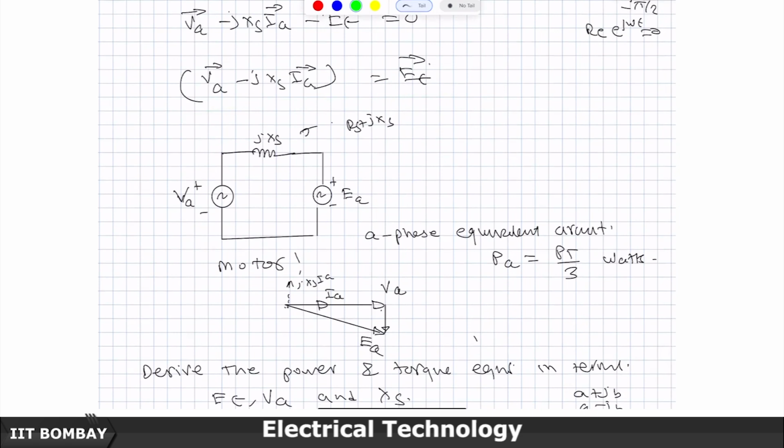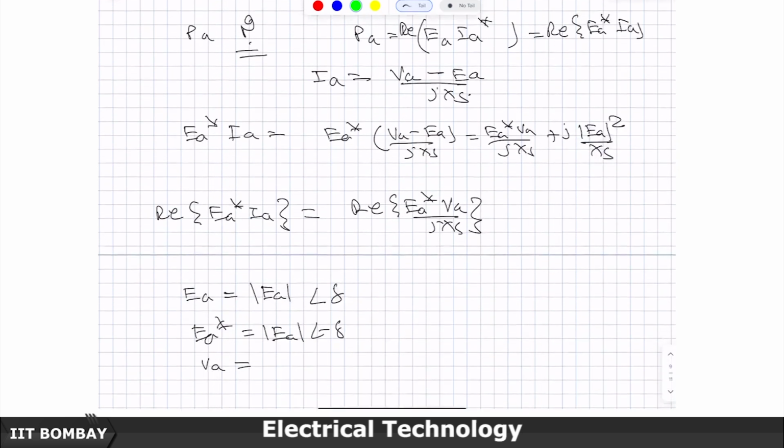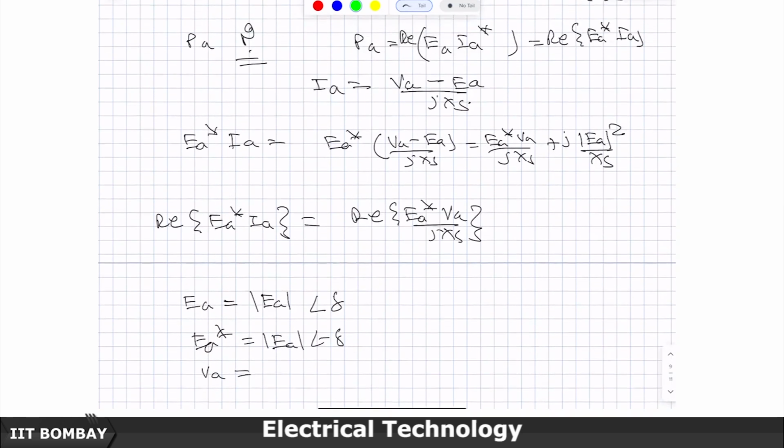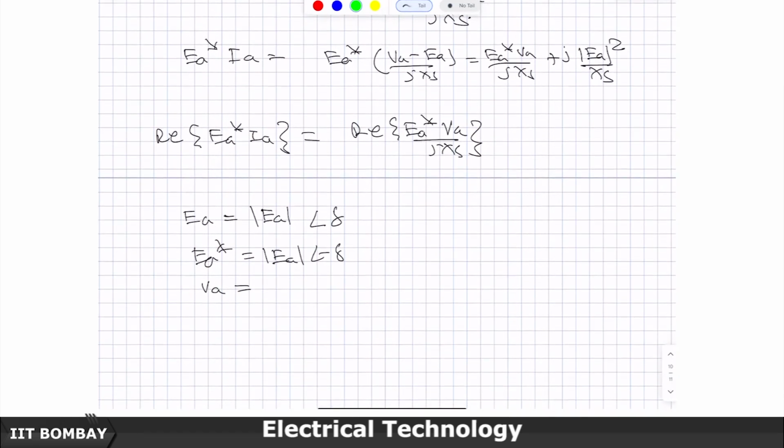Now, this is always a true equation. While deriving it, I took I_A as reference, but I do not need to stay stuck to that. In this equation any one quantity can be the reference and the other angles will adjust appropriately with respect to that. So, I am going to take V_A as the reference, and I am saying that the internal EMF has an angle delta with respect to V_A.